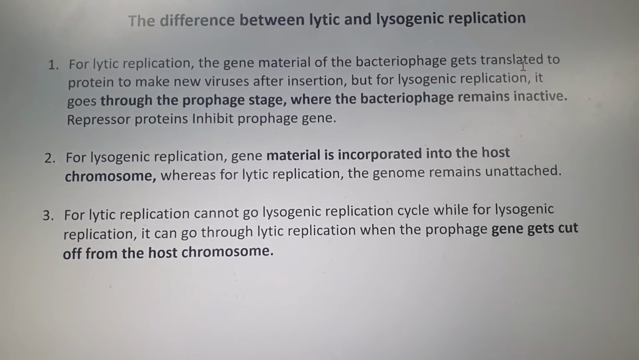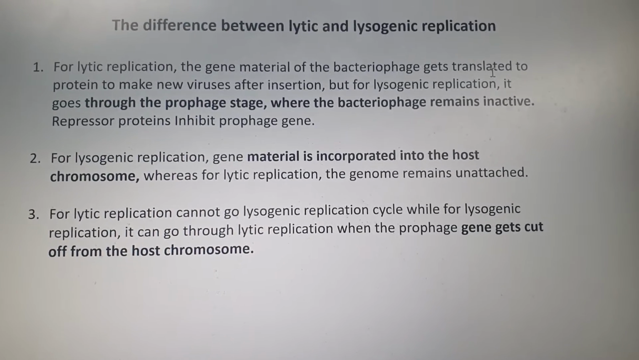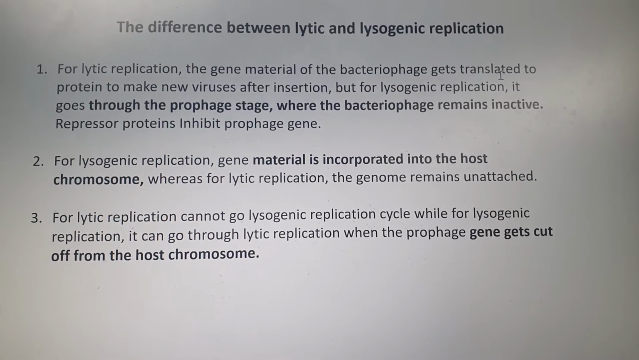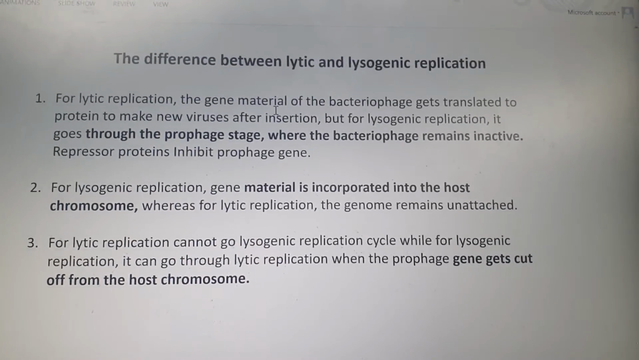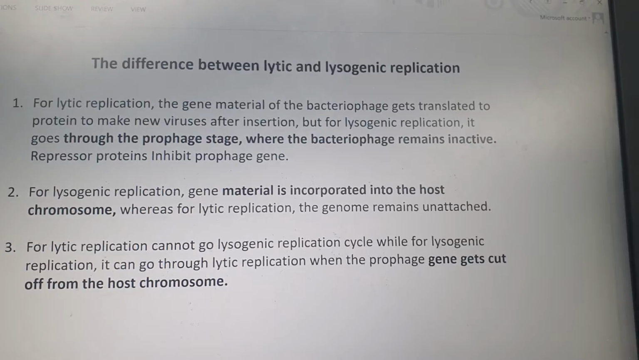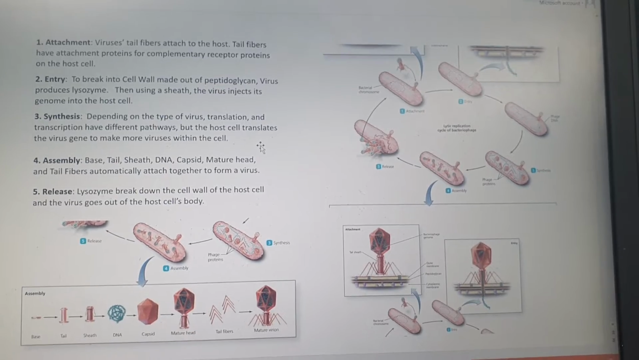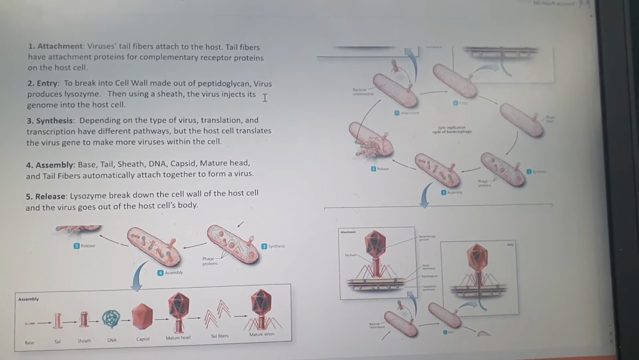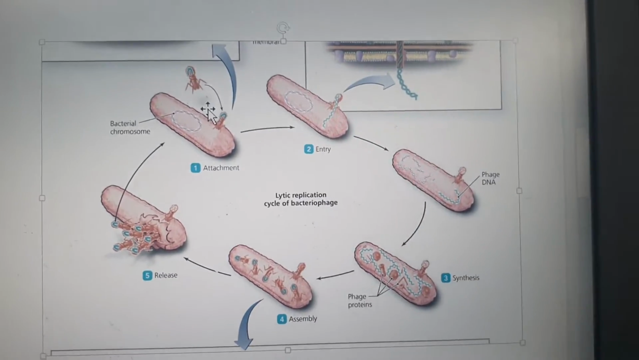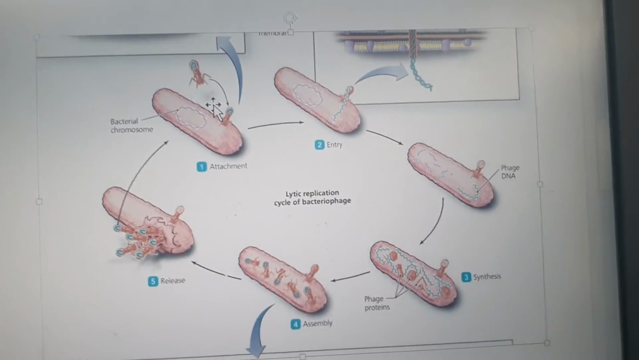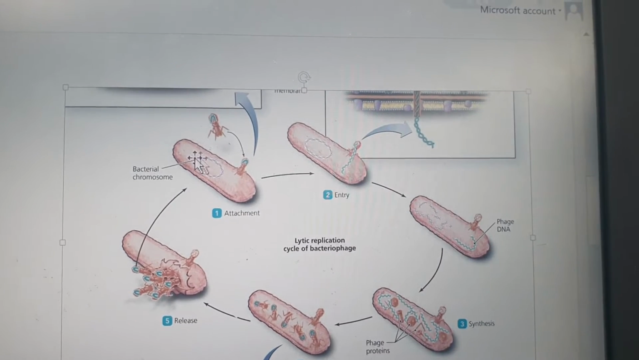Lytic replication cannot go to lysogenic replication, while lysogenic replication can go to lytic replication when the prophage gene gets cut off from its host chromosome. I will talk about each in detail as we go through. But before we go, I just want to talk about the stages that lytic replication goes through. And here is a better drawing for that.